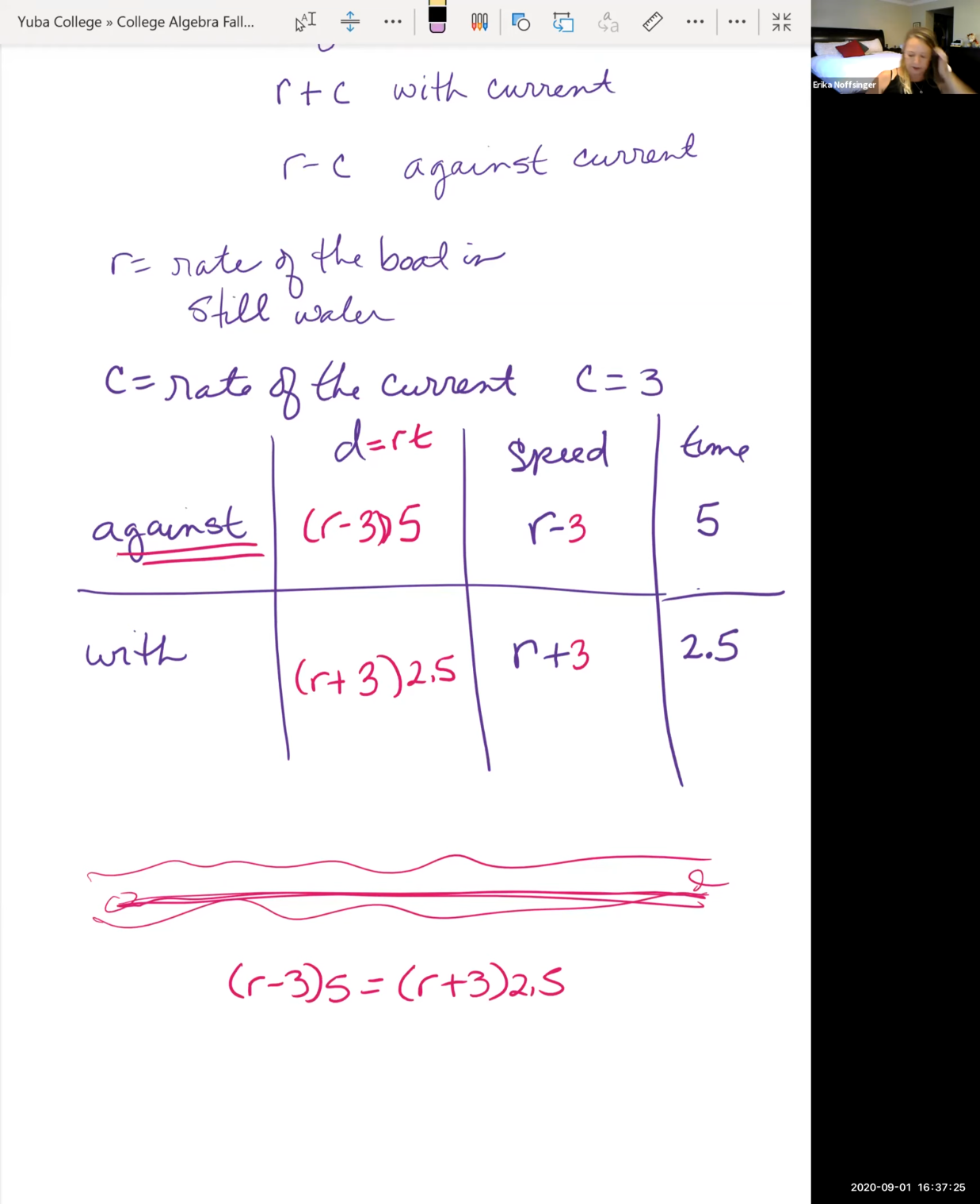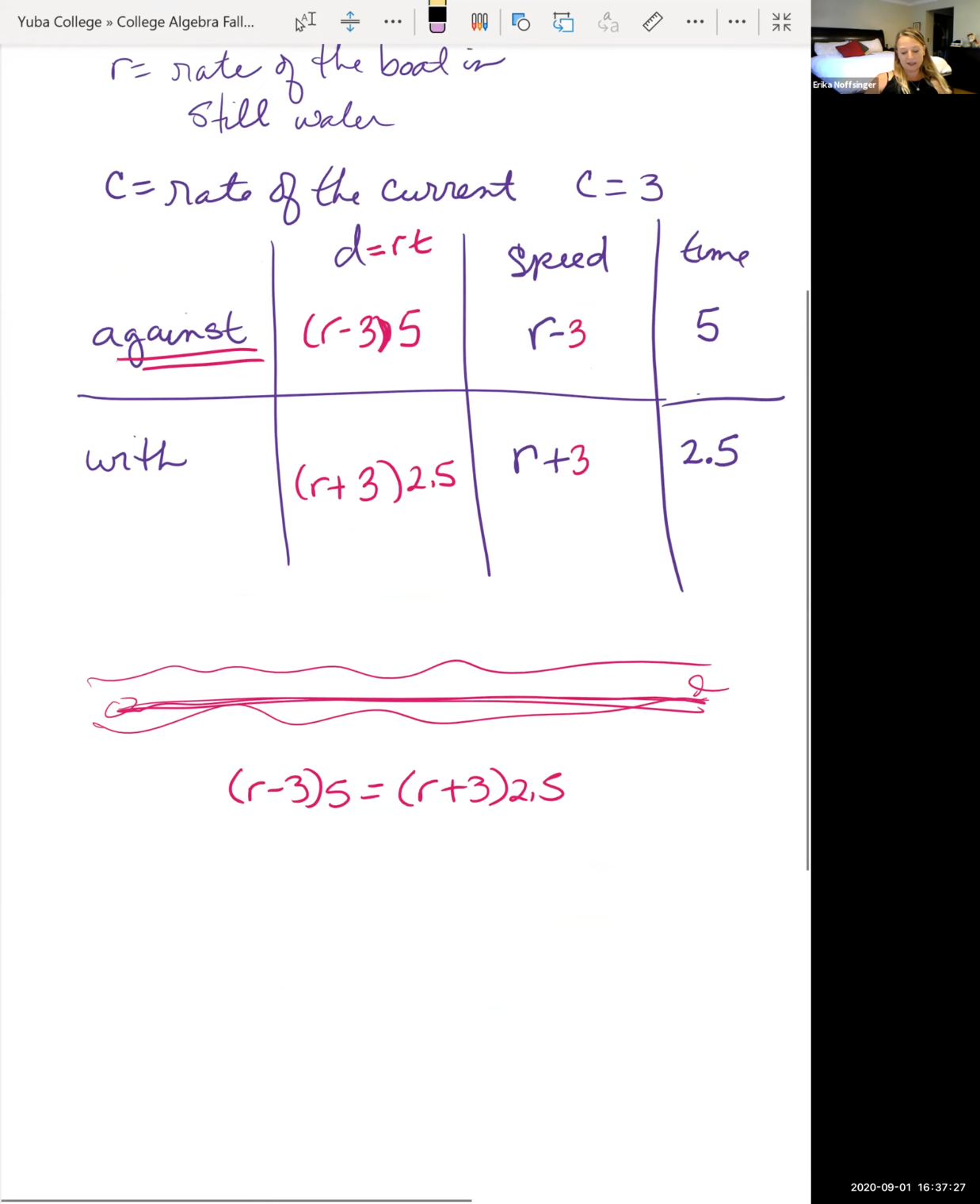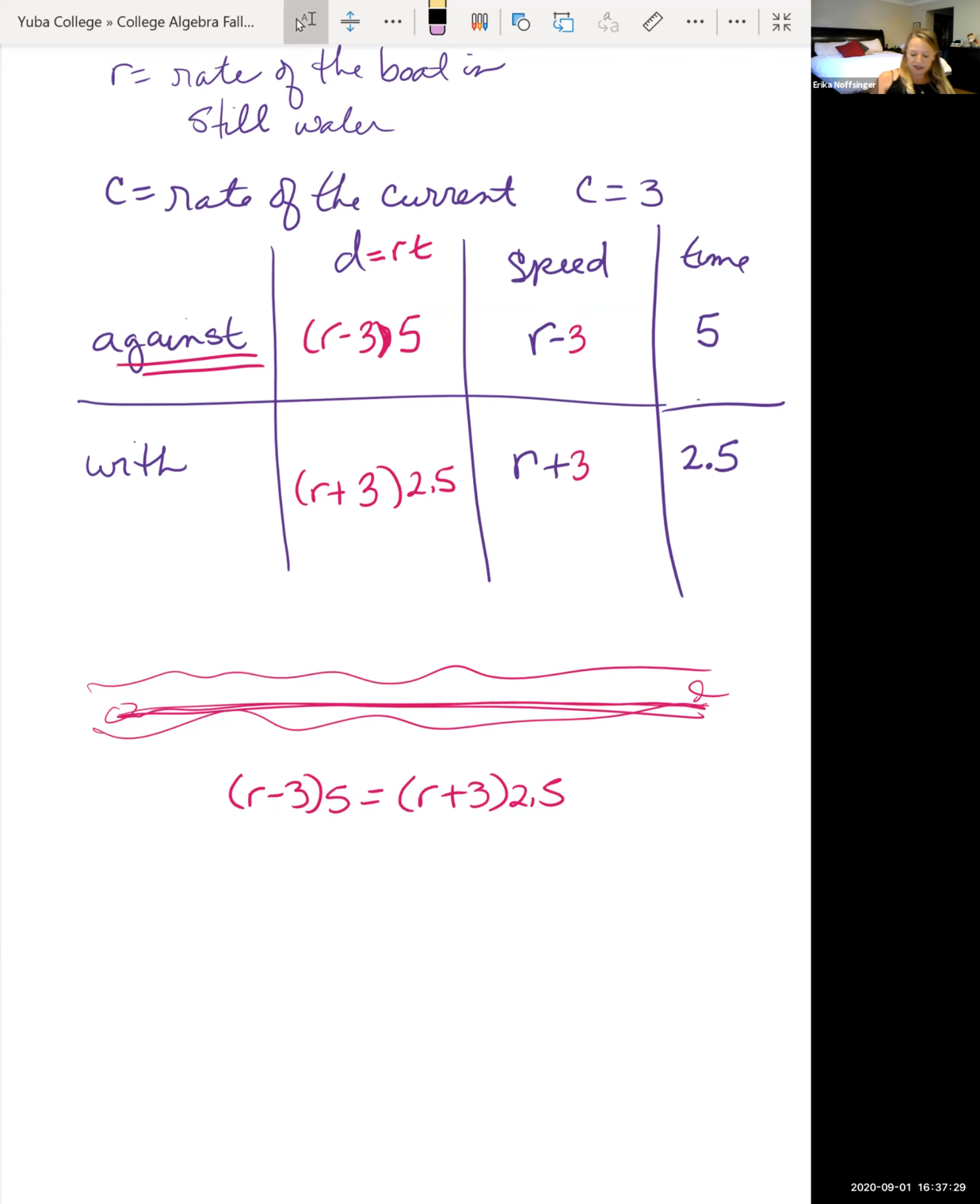Looks good. So simplify both sides by distributing. Distributing our 5 on the left, we get 5R minus 15. This is equal to distributing 2.5. So R times 2.5 is 2.5R plus, what's that? 3 times 2.5, that's 7.5.